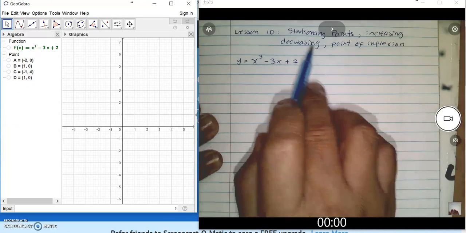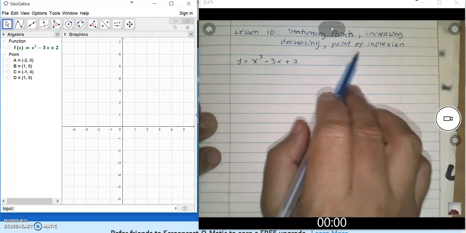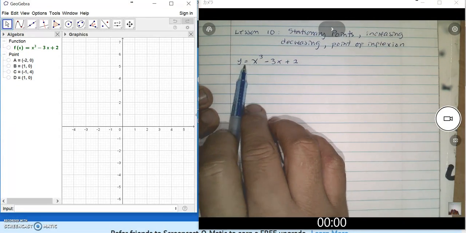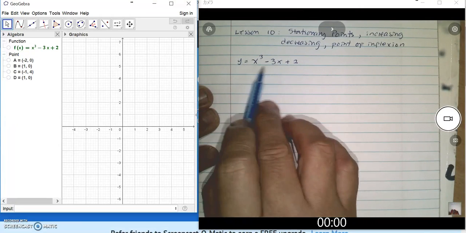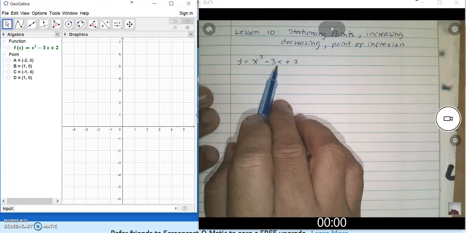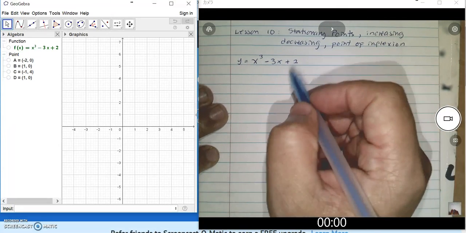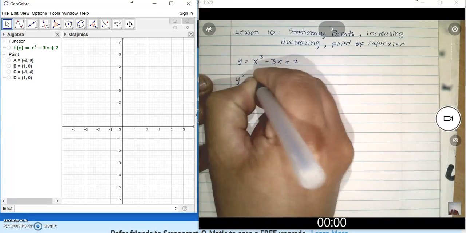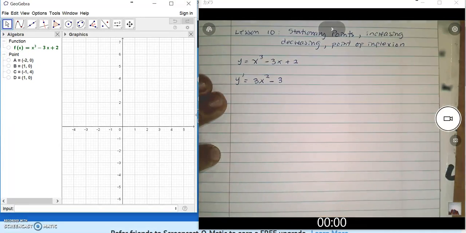Lesson 10 is about stationary points, increasing, decreasing, and point of inflection. Suppose I have y is equal to x cubed minus 3x plus 2. We know that this is a cubic function, and we can find the derivative of this. So the y prime of that is equal to 3x squared minus 3.